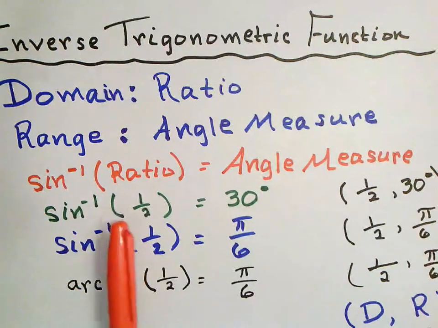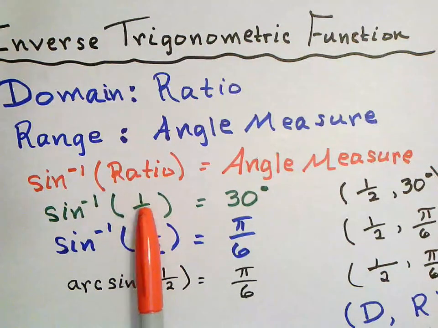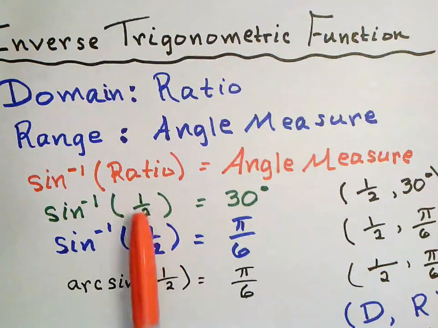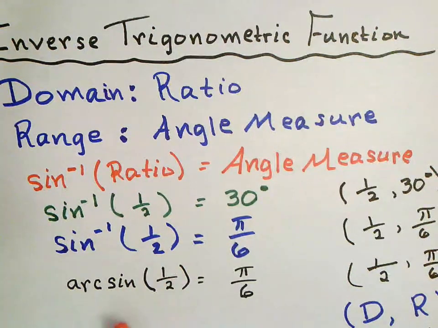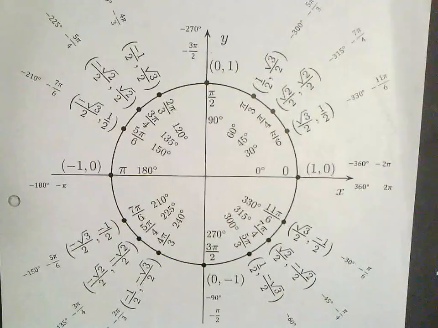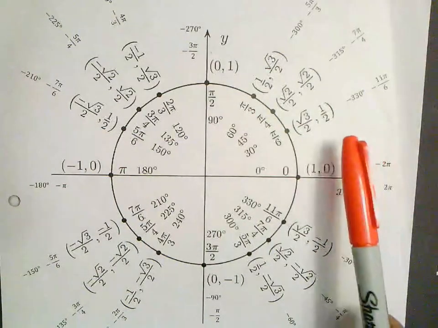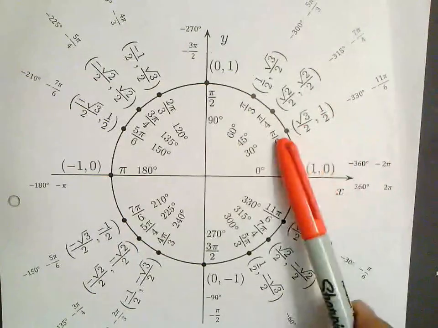You see this time, here's an angle and the ratio rather, and then we're looking for the angle whose sine is a half. This is another way of writing inverse sine, arc sine. So again, we have here that the angle whose sine is a half is pi over 6, 30 degrees.